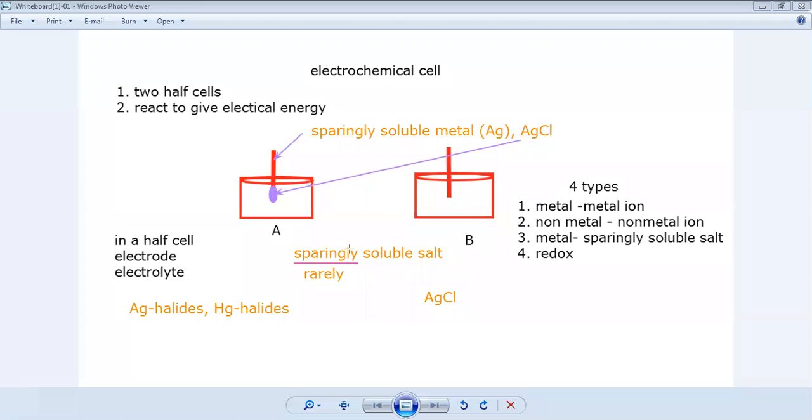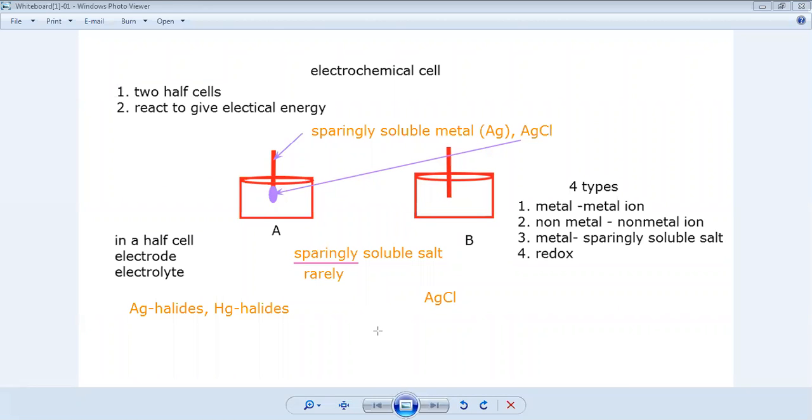AgCl. Yes. I have taken a silver rod, and on the tip of that silver rod, I have coated it with AgCl, a sparingly soluble salt of the same metal ion. Understood this?